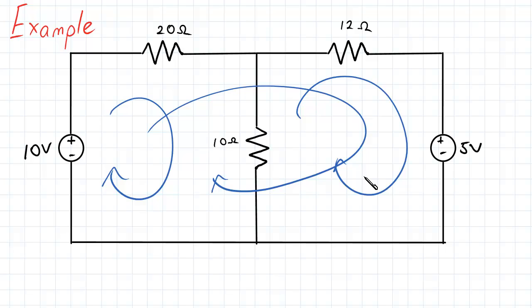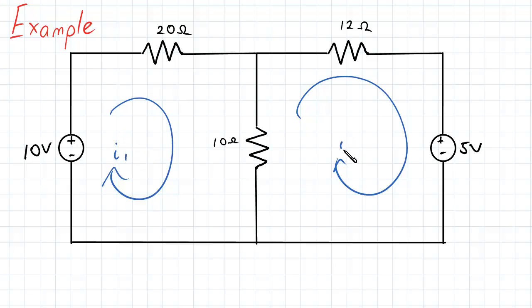However, we are looking at meshes, which is a loop which does not have a loop within it, so this giant loop is negated. So you have these two loops right here, and we will assign currents to each as per our first step of the procedure. So let's say that this is I1. Let's say that this is I subscript 2.